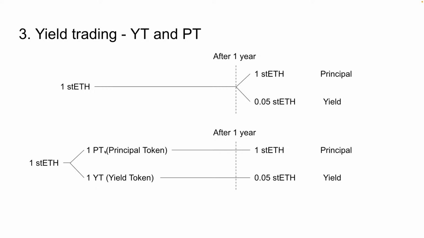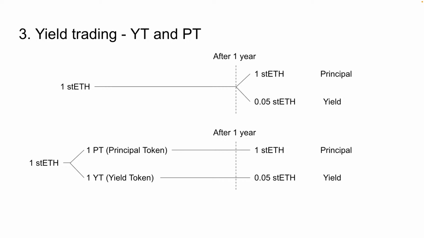By holding one PT, you will get the one sDE principal after the 1 year, or the maturity. By holding one YT, you will get the yield generated by the one sDE from now until the maturity, which is in 1 year in this case. So let that sink in for a bit. The principal token gives you the principal, and the yield token gives you the yield. That's the very brief explanation for YT and PT.